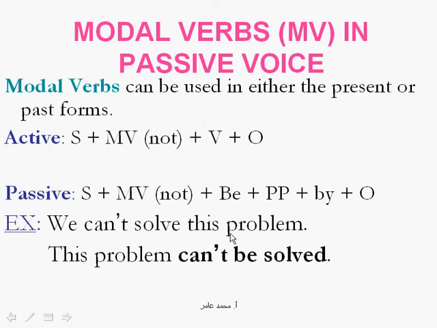So when we start with the object, this problem, can't, the modal verb, can't be, and the past participle of the verb solve is solved. So the problem can't be solved. So modal verbs are used with the passive by using be after them. Modal verbs like will, can, could, may, might, must.